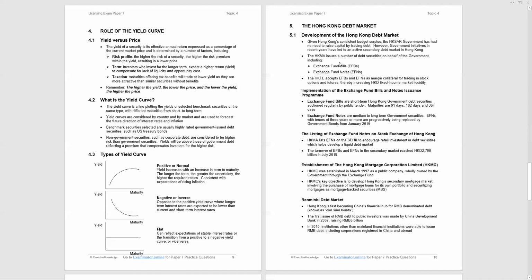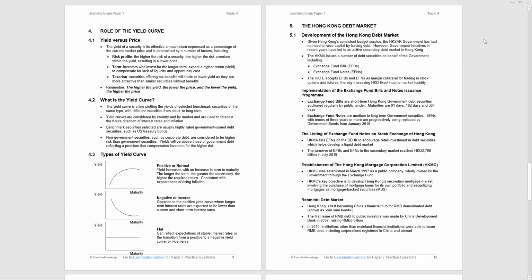Now, the Hong Kong Monetary Authority issues a number of debt securities on behalf of the government, and the important ones are the exchange fund bills and the exchange fund notes. Now remember, bills are short term, notes are long term. Bills have a maturity of less than 1 year. Notes, the maturity is greater than 1 year. And as we're told there, the futures exchange accepts these bills and notes as margin collateral for trading stock options and futures, and that increases the Hong Kong dollar fixed income market liquidity.